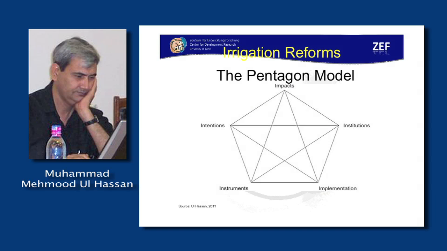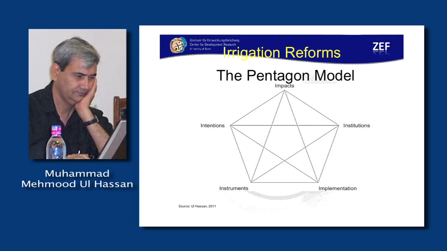On irrigation reforms, I use what I call the Pentagon model. Reforms are a statement of intent, which the governments, and it applies to policies also, write on paper. Then they translate these intentions into instruments, and implement them with a combination of institutions, agencies, and organizations. These lead to impacts. So this kind of analysis helps us to trace the reform until it impacts very seriously.